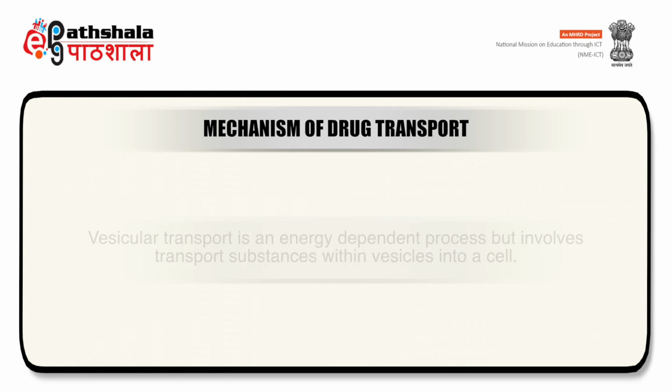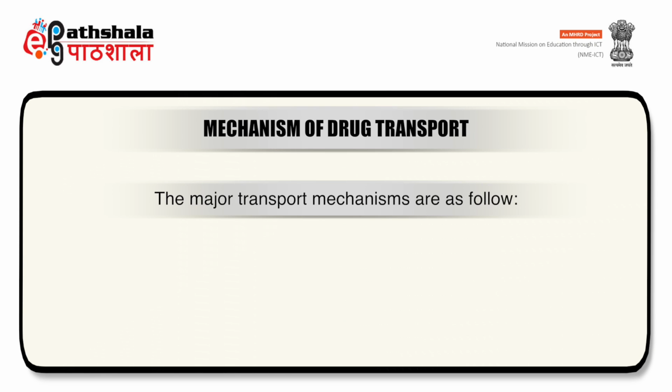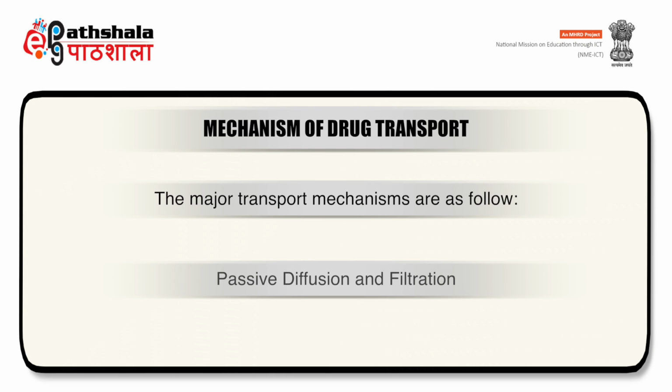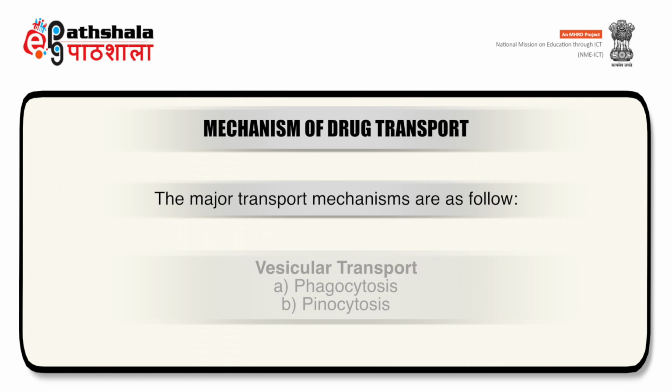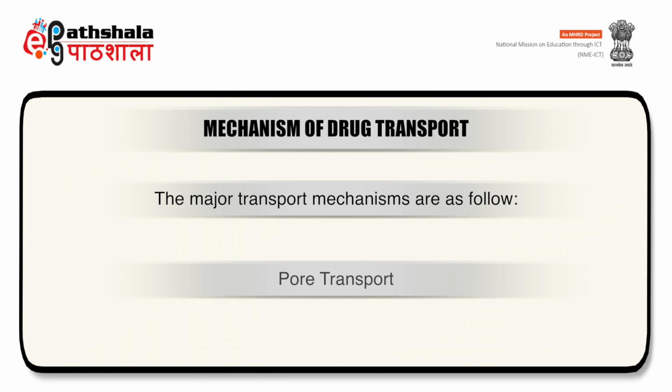vesicles into the cell. The major transport mechanisms are, number 1, passive diffusion and filtration. Number 2, specialized transport, under which there are carrier mediated transport, facilitated diffusion and active transport. Then we have vesicular transport, which includes phagocytosis and pinocytosis, then pore transport and ion pair formation.